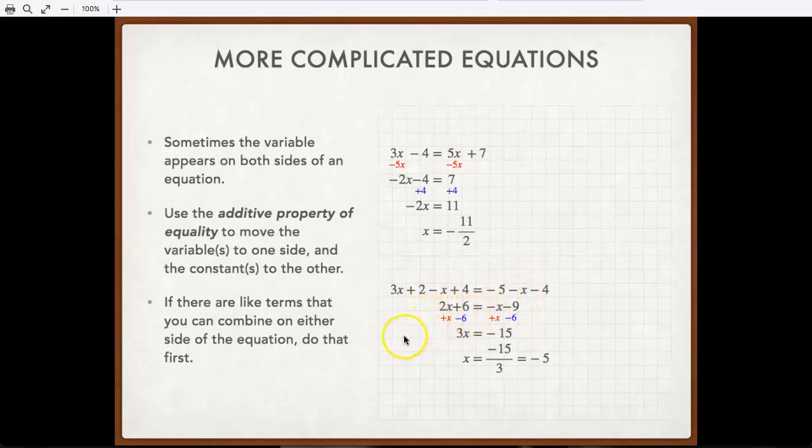Now we'll use the additive property of equality to move things around. To get rid of this negative x on the right, we add x to both sides, which will give us 3x on the left. To get rid of this positive 6 on the left, we subtract 6, and subtract 6 from the right side as well. We get 3x equals negative 15. Divide both sides by 3, and negative 15 over 3 is negative 5.